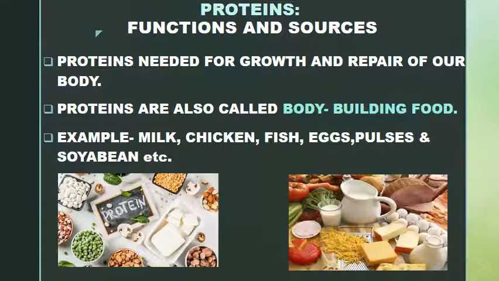Now, next is proteins. Proteins are also called bodybuilding foods as they are needed for growth and repair of our body. They make our body taller and stronger. That is why growing children need more proteins. Pulses, beans, milk, paneer, egg, fish, and meat are some of the sources of proteins.